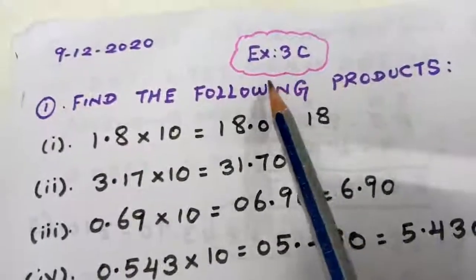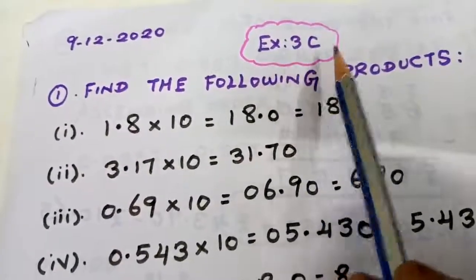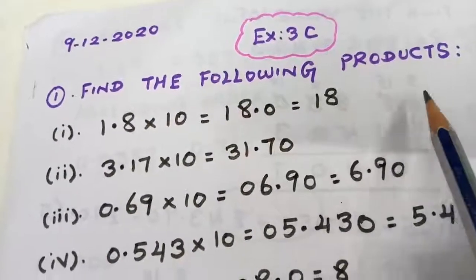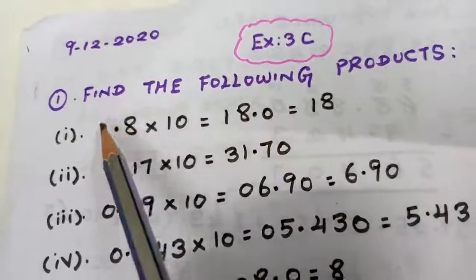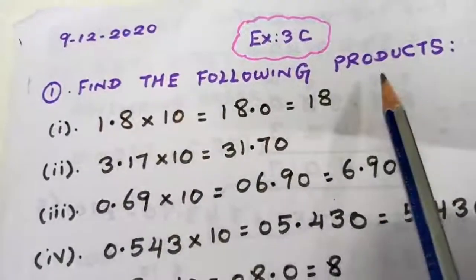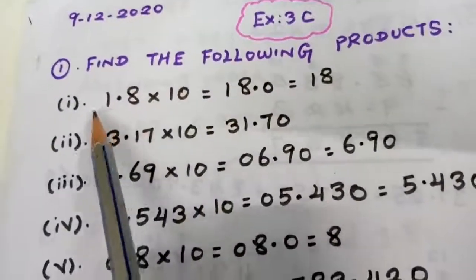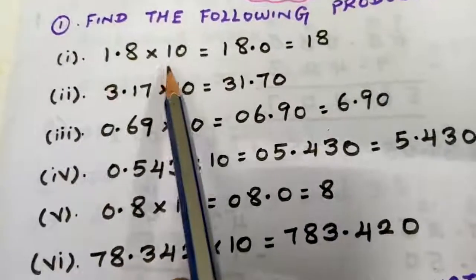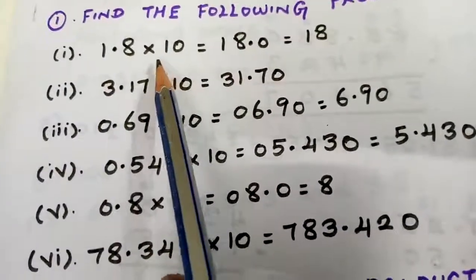In today's class, we are going to see exercise 3C. In that, we are going to see how to multiply a decimal number. For the first question, find the following products. The first question given here is 1.8 into 10. Without going to the rough work, how to do the calculation?